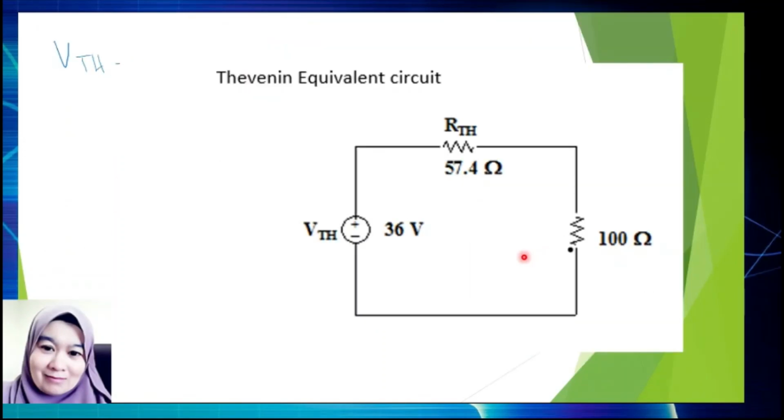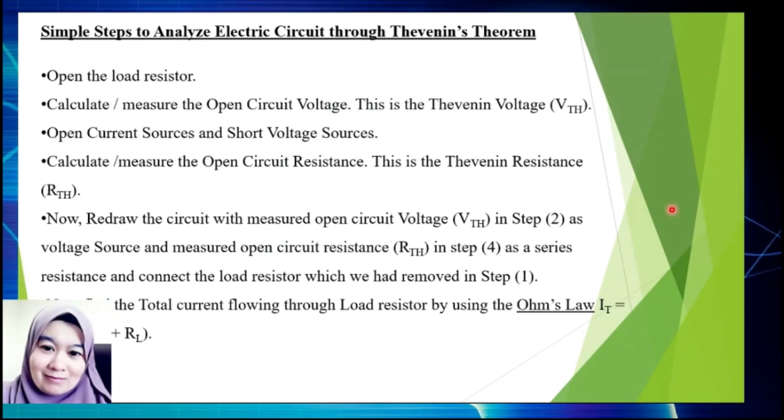Equivalent circuit. Okay, since you have the RTH and VTH values already, then you can draw a new equivalent circuit using 1 voltage source and 1 resistor. So this is the step to analyze the circuit using Thevenin's theorem.